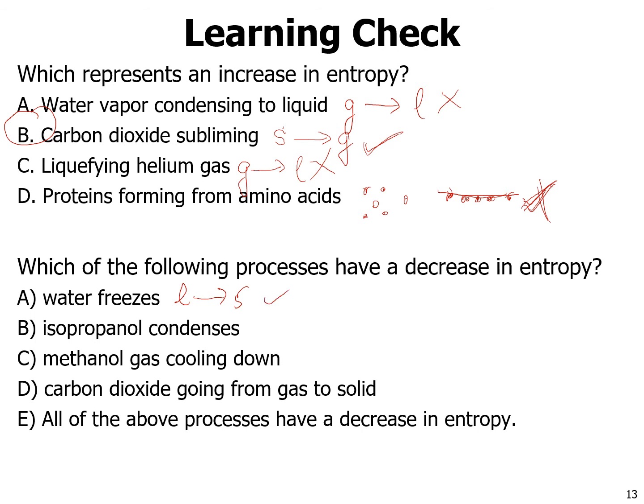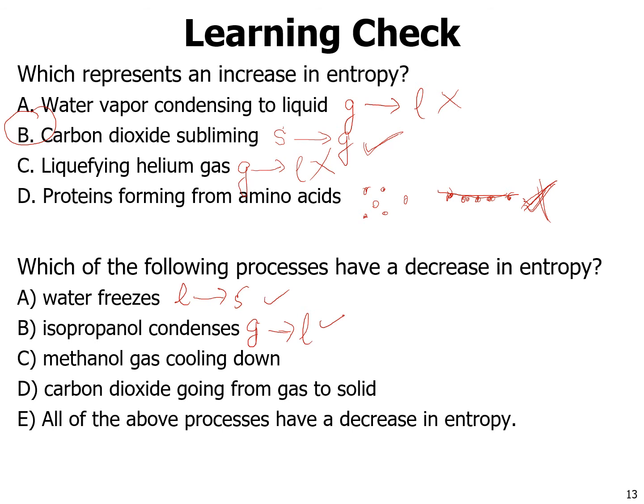Isopropanol condenses. If you don't know what isopropanol is, we don't care. What we care about is condenses. It's one of the chemicals, but it's condensation that's happening right here. What is condensation? Condensation is gas changing to liquid. Gases have more entropy, liquids have lesser entropy. So what is happening to entropy? Again, this entropy is also decreasing. So this could also be one of our options.